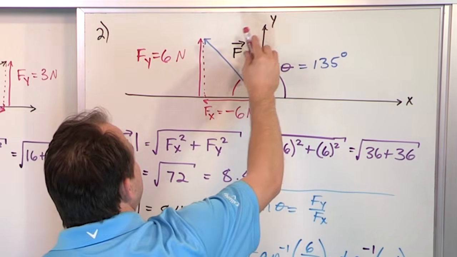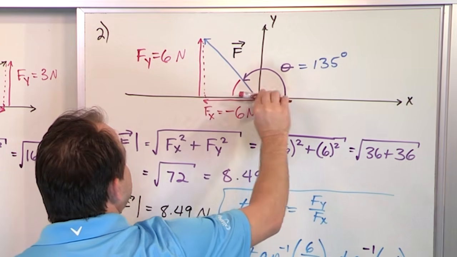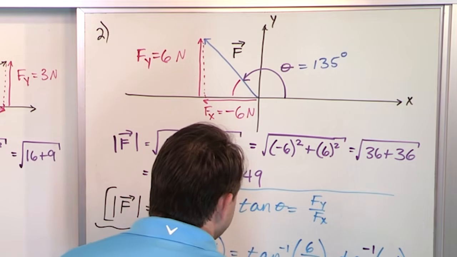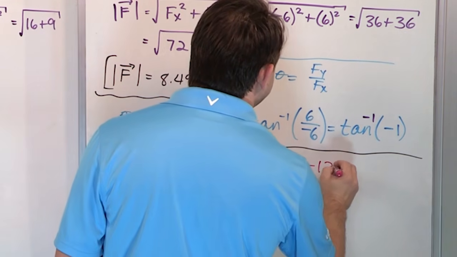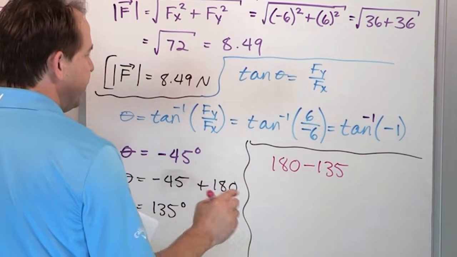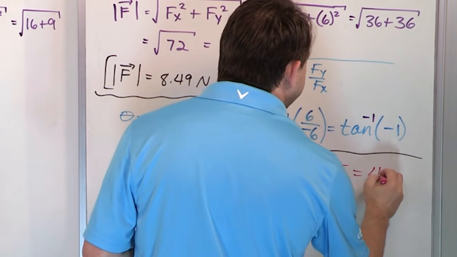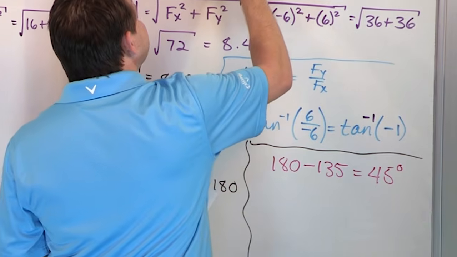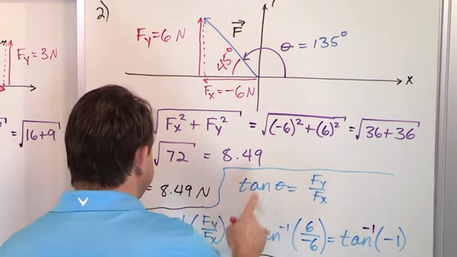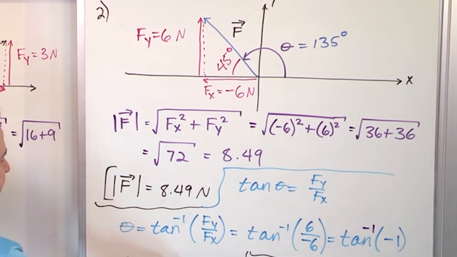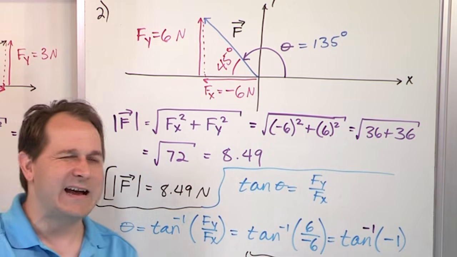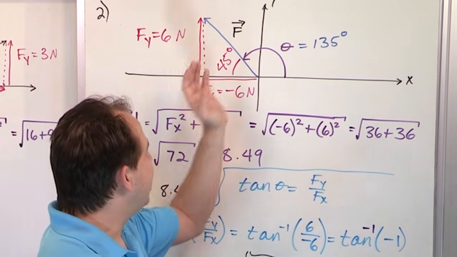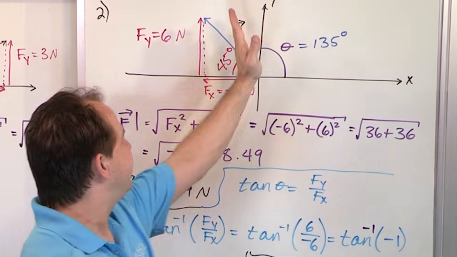Well, if this thing is 180 degrees all the way over here, then if I subtract 135, that should give me that angle. So 180 minus 135, what do I get? You would get 45 degrees. So this angle actually inside here is 45 degrees. Doesn't that look an awful lot like what the calculator gave us? So you see, the calculator is not giving you random stuff. It's basically telling you that the angle is actually 45 degrees to the x-axis.